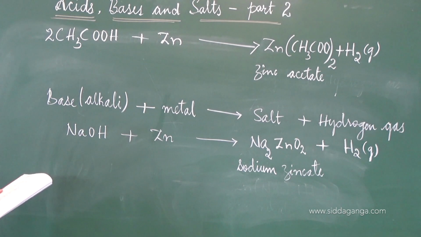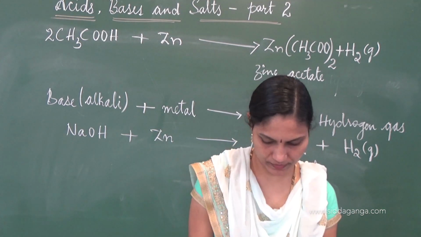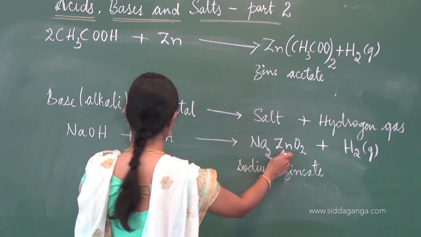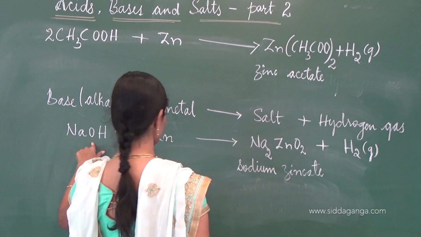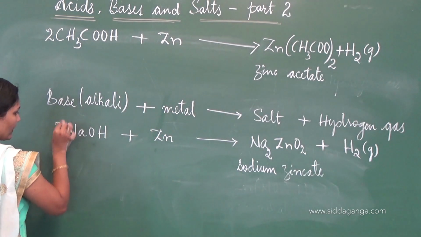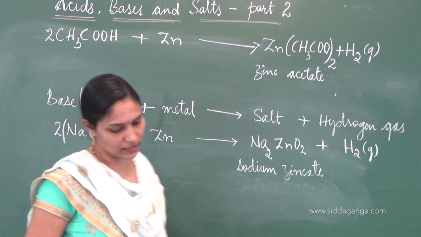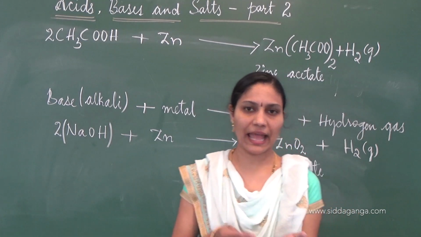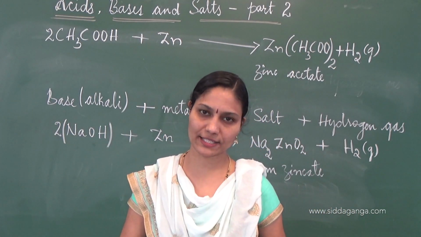Check whether the equation is balanced. Na is not balanced. In ZnO2, O is supposed to be 2 on both sides, and H. So in order to balance it, if I put 2 here, the equation looks balanced. Is this clear to you? So we got to know both acids and bases react with metals to give salt and hydrogen gas.